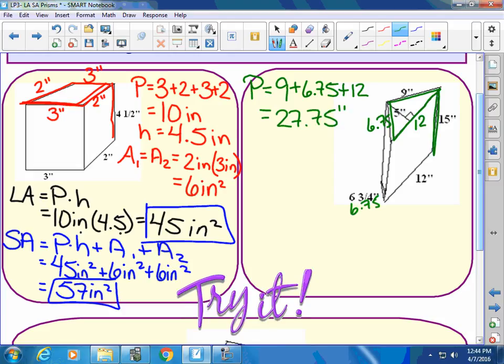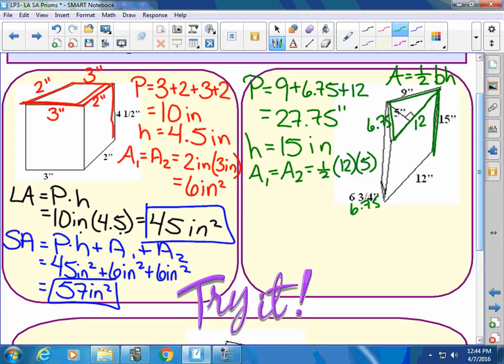Okay, the height is labeled for us. That's 15 inches. And remember, area 1 will equal area 2. And in this case, it's a triangle. Remember, the area of a triangle is 1/2 base times height because a triangle is half of a parallelogram. And so I'm going to do 1/2 times 12 times 5. The base is 12 because remember, the base is always connected to the height. And I know the height is 5 because it has a right angle. The height is always perpendicular to the base. And so when I multiply that out, 1/2 times 12 times 5, I will get 30 inches squared.